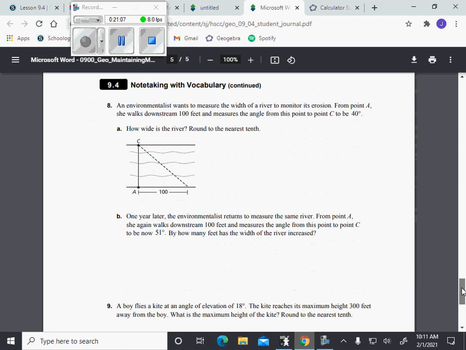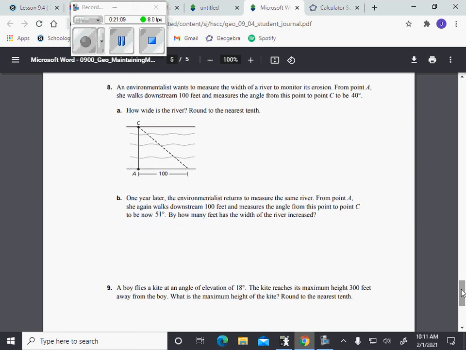Number 8. The environmentalist wants to measure the width of a river to monitor its erosion. From point A, she walks downstream 100 feet and measures the angle from this point to C to be 40 degrees. So this angle here is 40 degrees. How wide is the river? So we want to know, how wide is X here? Round to the nearest tenth.